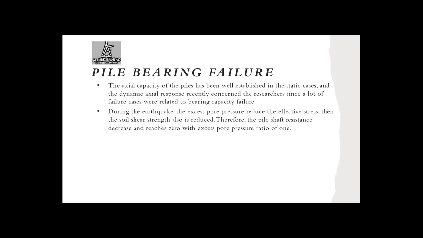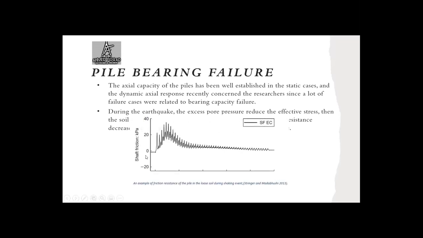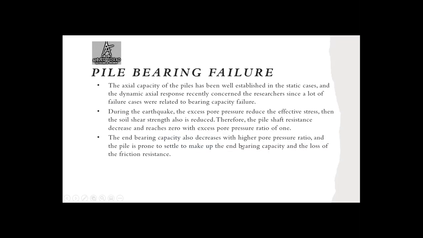So if the effective stress reaches zero, that means that the shear strength or the shaft friction of the pile will deteriorate. As we can see, with the increase of the pore water pressure there will be an increase in the shaft resistance, which I will explain in a while. And then when the soil starts to reach liquefaction, with the excess pore water pressure ratio reaching one, the shaft friction will deteriorate and reach zero.